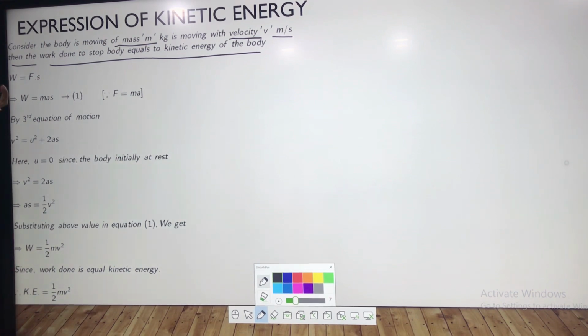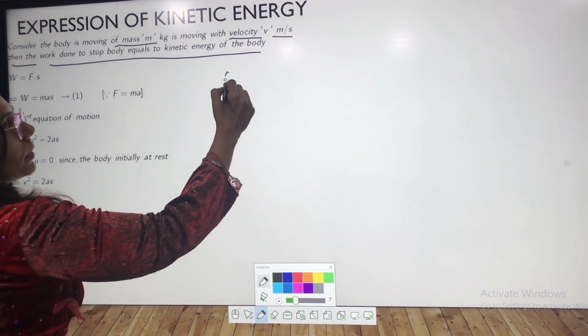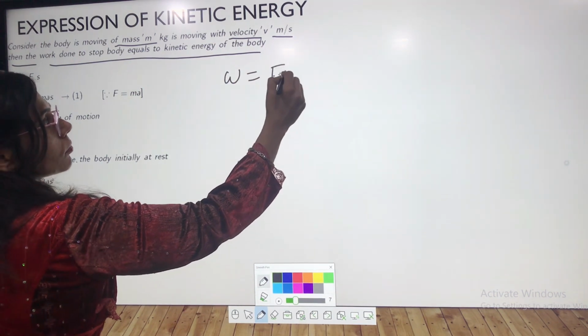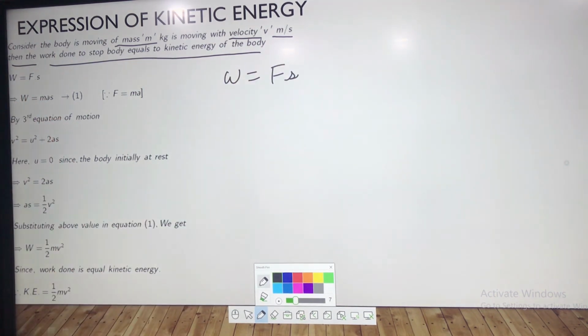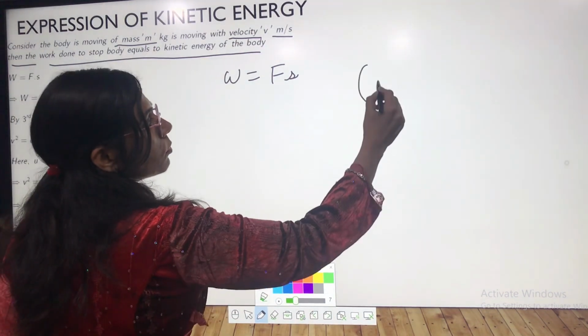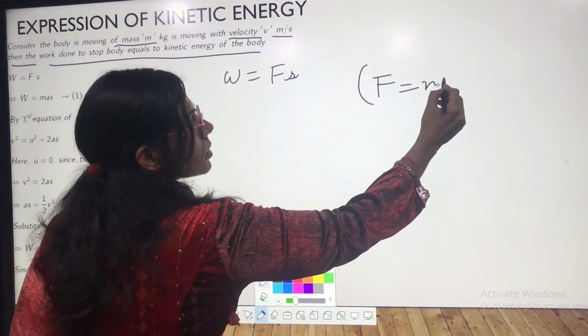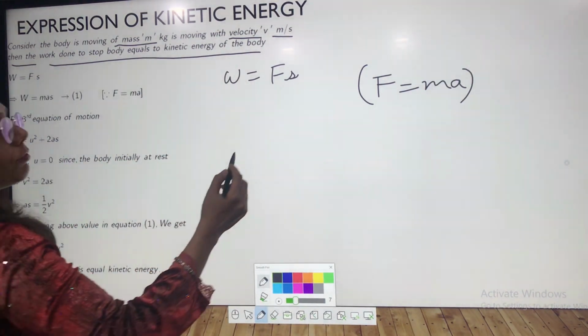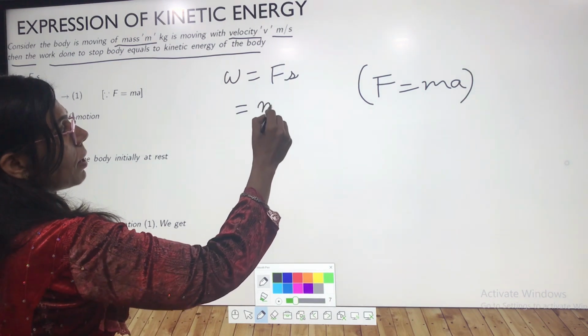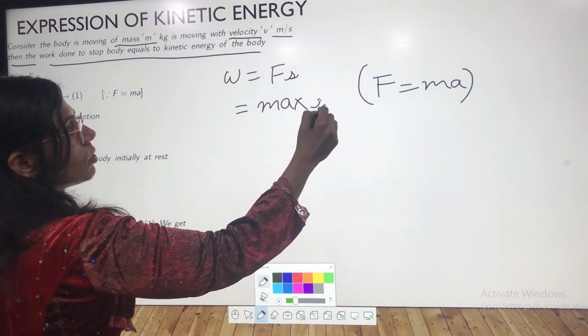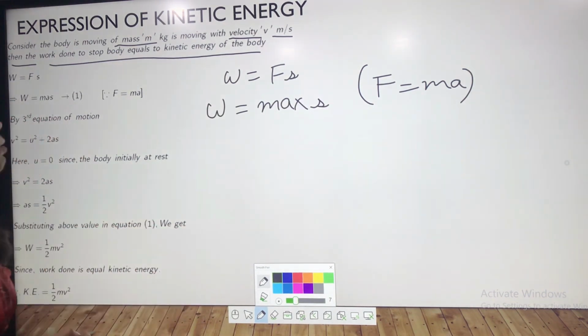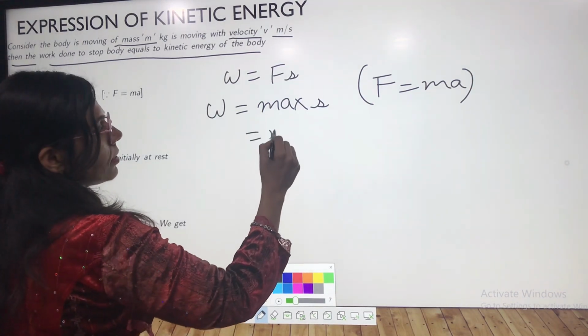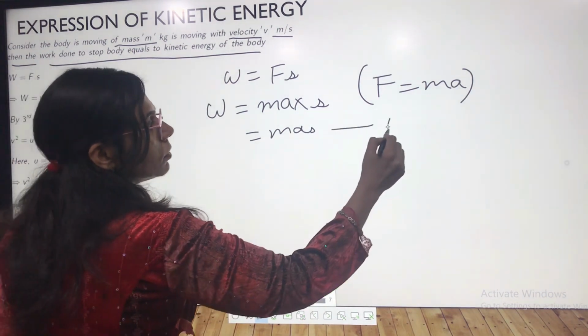Everybody knows that work is force into displacement. Work is force into displacement, and we also know that force is mass into acceleration. We will substitute the value of force here, and we get mass into acceleration into displacement, and that is the work done. Let us consider this as equation number 1.